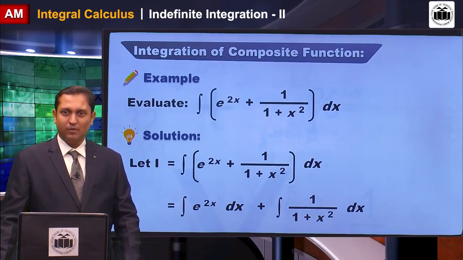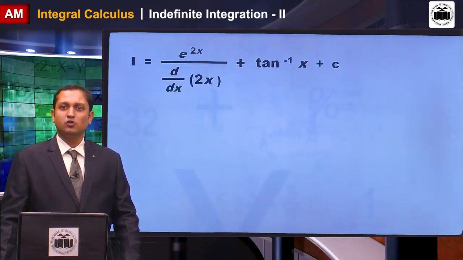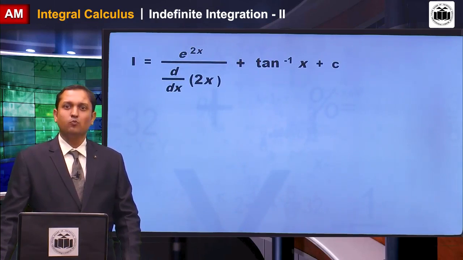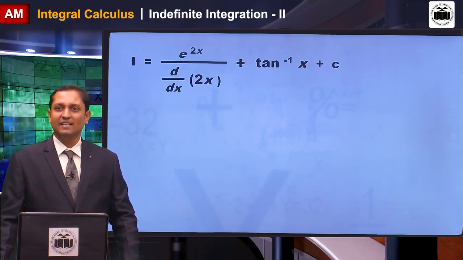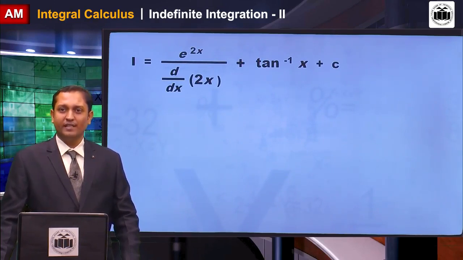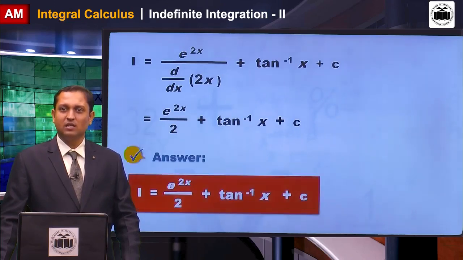So in the next step, you get the answer for the integration of e raised to 2x upon d by dx of 2x. This is nothing but the 2-point solution used for integrating the composite function, plus tan inverse x, the answer for integral 1 upon 1 plus x square, which is the standard function, plus c. So the final answer would be e raised to 2x upon 2 plus tan inverse x plus c. That would be the final answer.